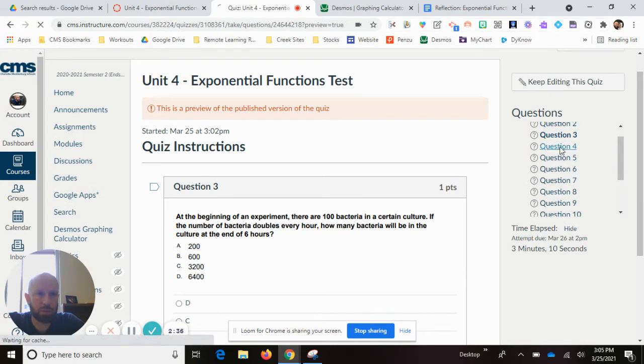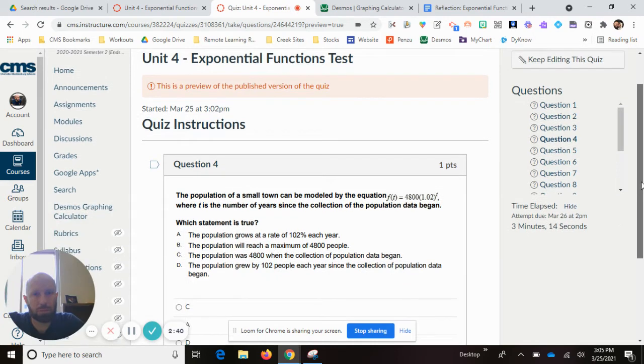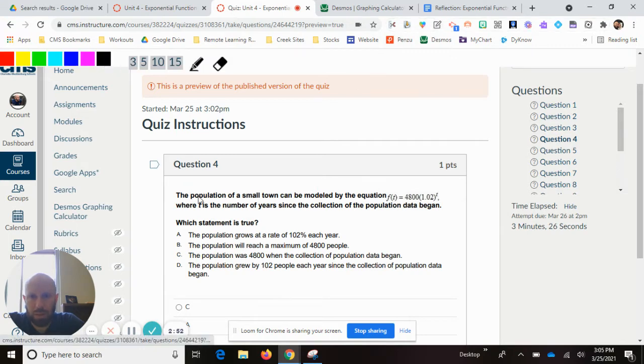Question 4. Which one of the following statements is true? Again, the A is the initial value. So when we look at C, C says the population was 4,800 when the data began. Yep, A is always the initial value, so the answer is C.